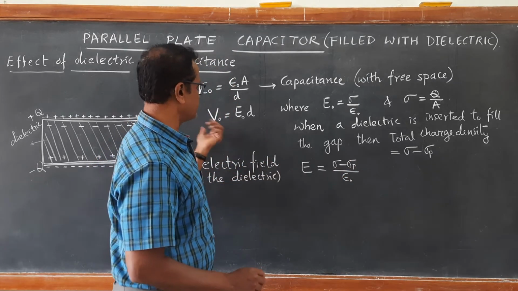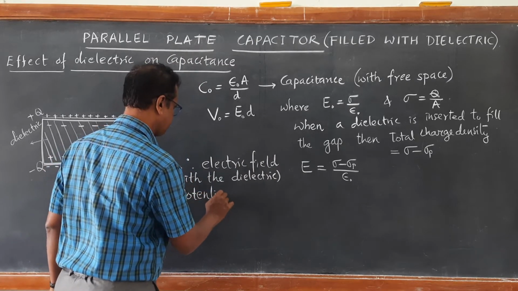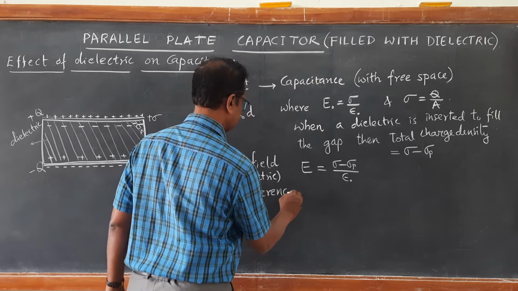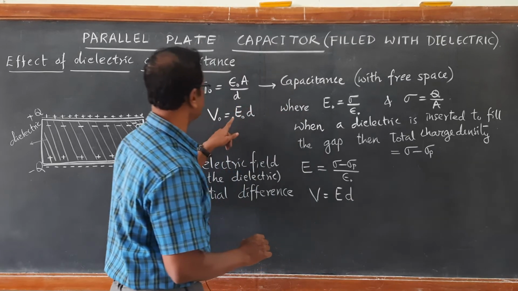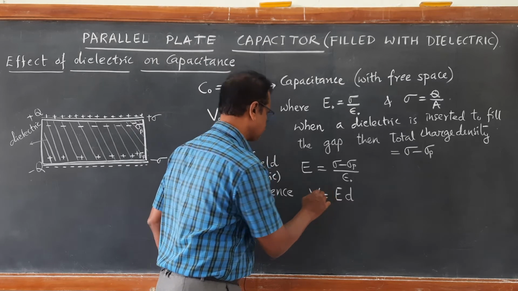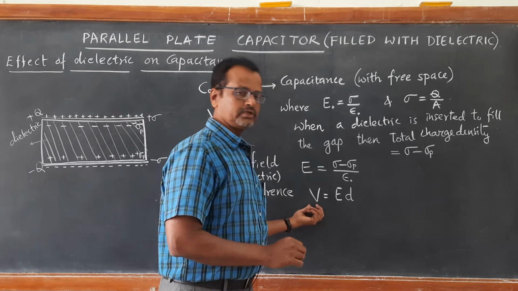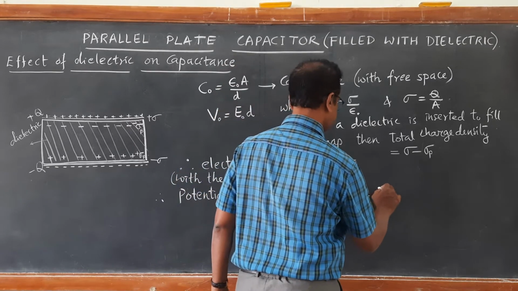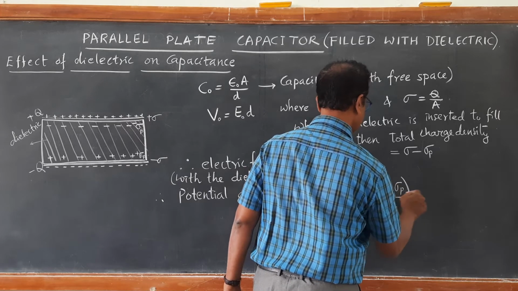Now, we can write what is the potential difference. Therefore, potential difference V becomes equal to E into D. Earlier it was E naught into D, now it is V, not V naught. After the insertion of dielectric, now the potential difference is taken as V. Total potential difference V becomes equal to E into D. Just substitute the value of E. Thus, it becomes sigma minus sigma p upon epsilon naught into D.